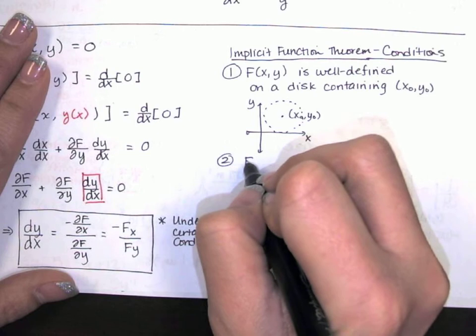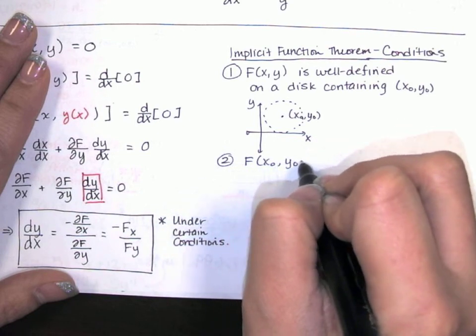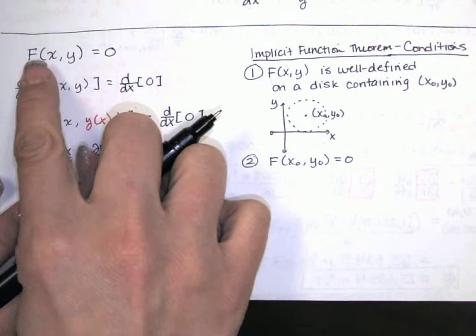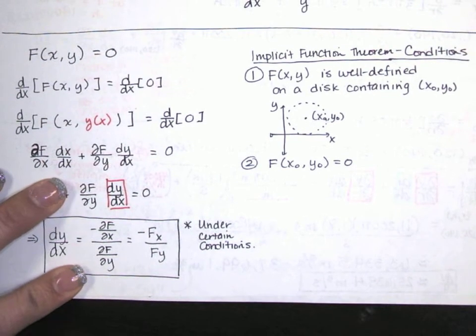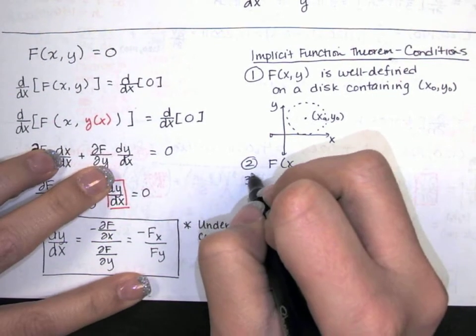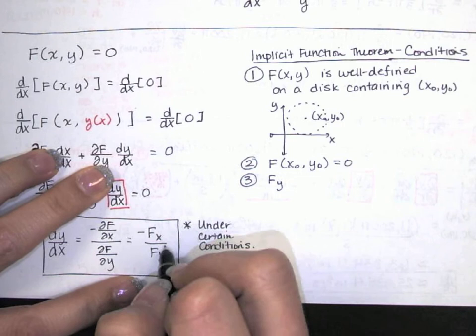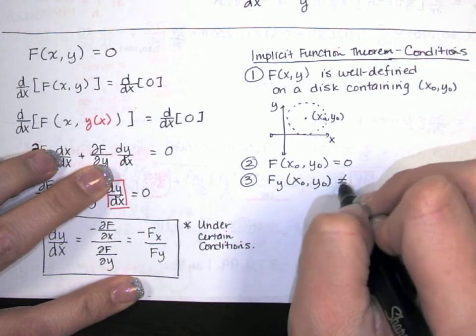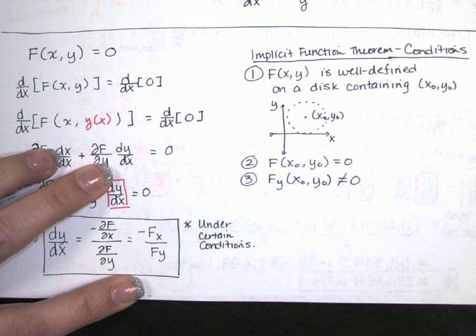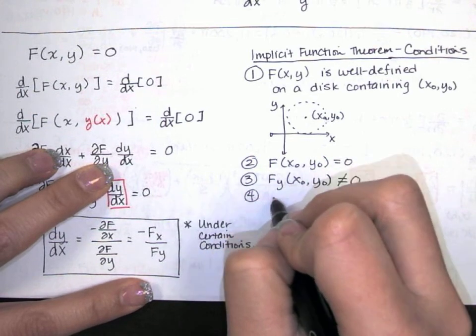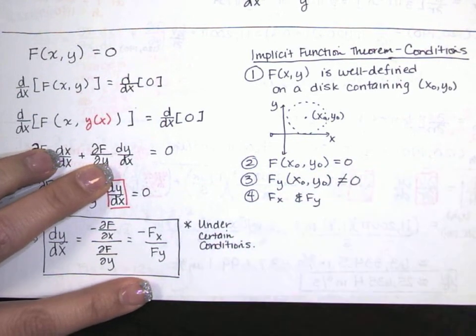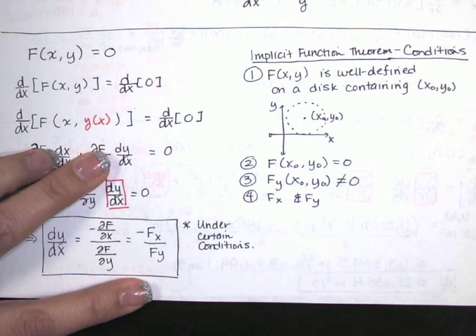Well, f of x naught, y naught must be 0 so that this first part is satisfied. And of course the partial of f with respect to y, that's this expression in the denominator, at x naught, y naught can't be 0. And fourth condition, the partials of f with respect to x and y must be continuous on the disk.